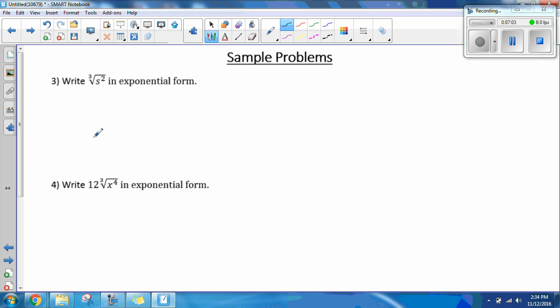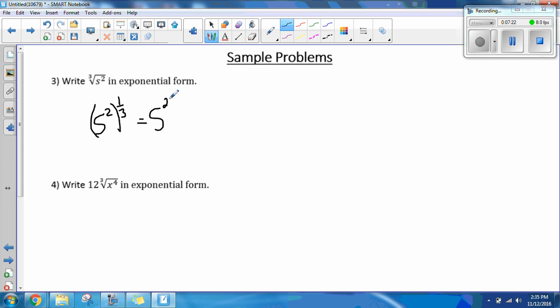Let's write this radical in exponential form. I have s to the 2nd power. Basically, this is being raised to the 1/3 power. And since it's a power being raised to a power, I just multiply the two numbers, and I have s to the 2/3 power.